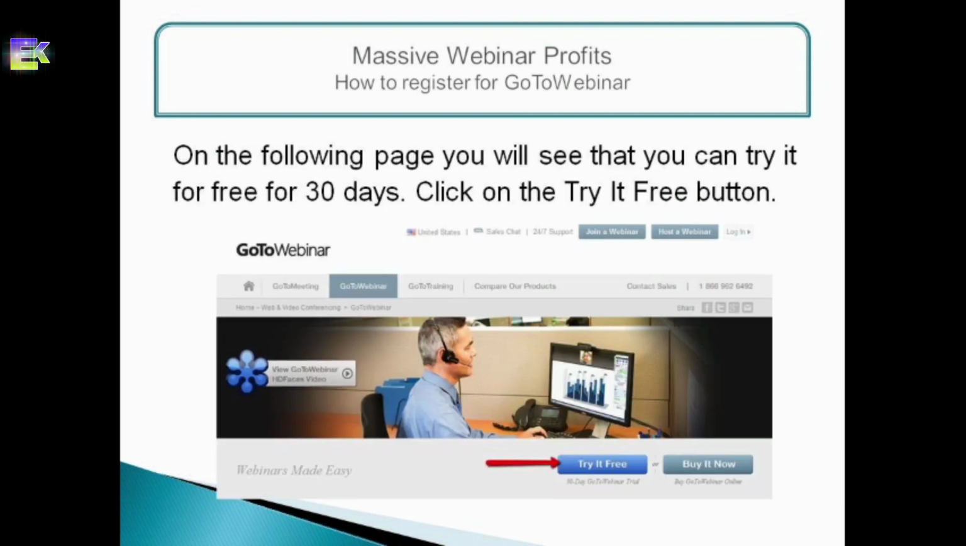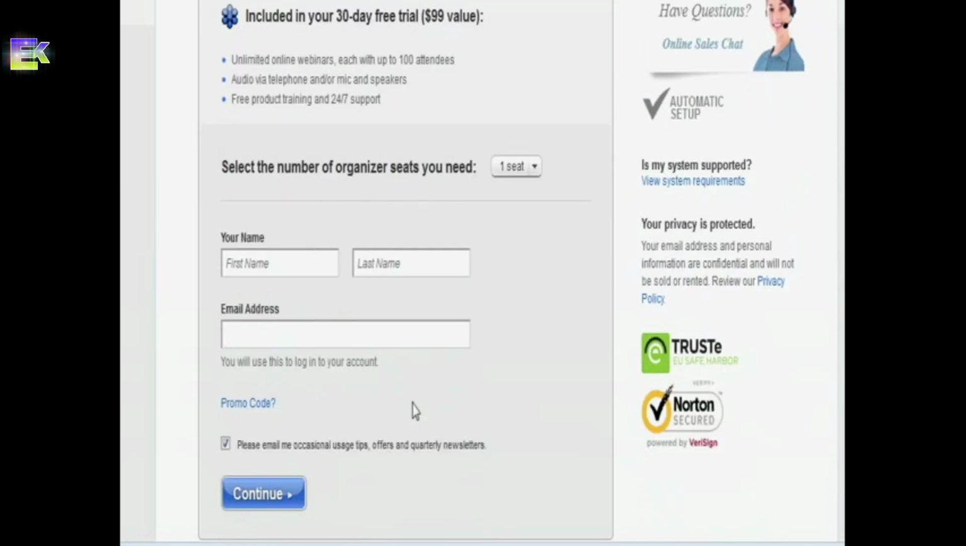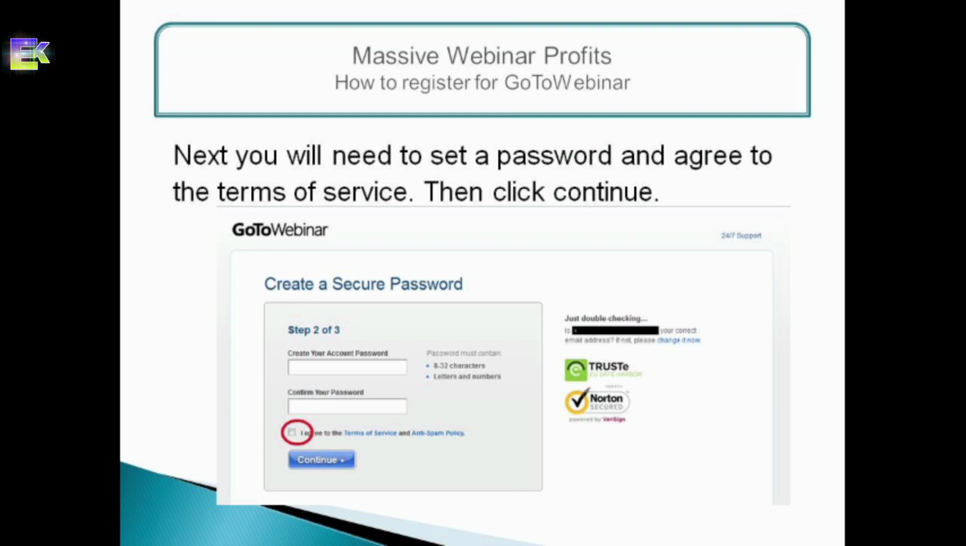On the following page, you will see that you can try it for free for 30 days. Click on the Try It Free button. Now fill out all your information and hit the Continue button. Next, you will need to get a password and agree to the terms of service.